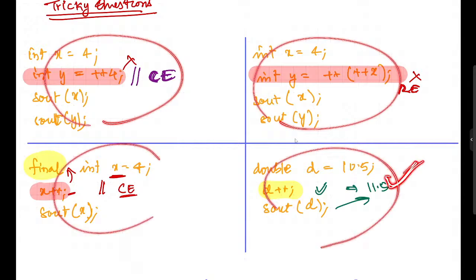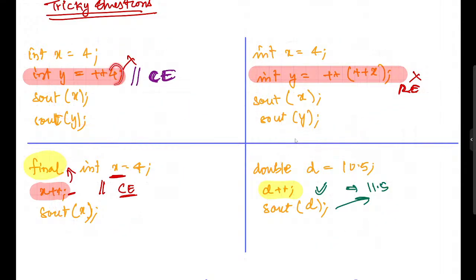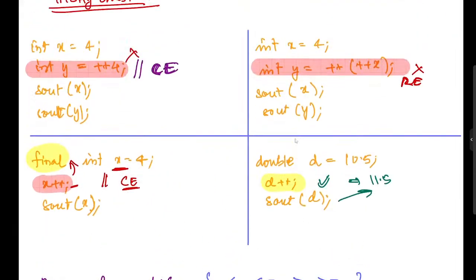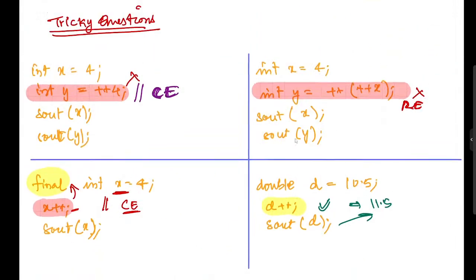Out of these four, this is the only correct one. All of the others are wrong, right? You cannot apply ++ or -- on a literal like 4, and you cannot do something like this on the outside. It looks correct, but it is wrong. And for a final value, it is basically a constant. You cannot change a value that has been assigned to it, so you cannot do x equal to x plus 1 or whatever. You will get a compilation error. Okay, that's all about these tricky questions.